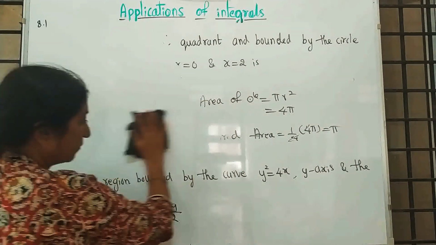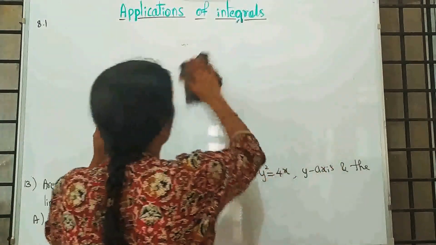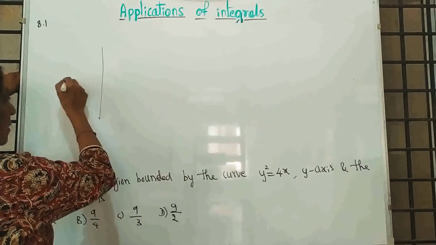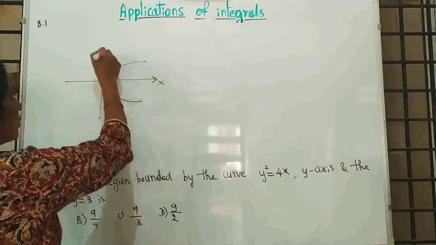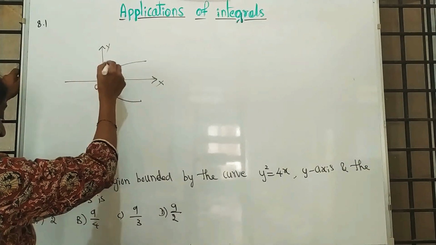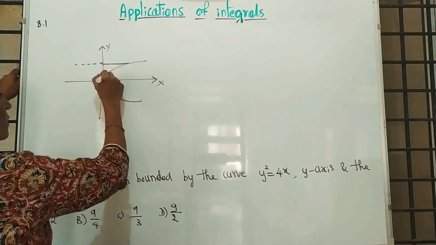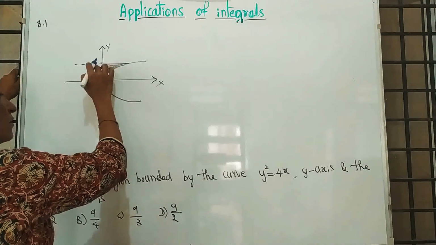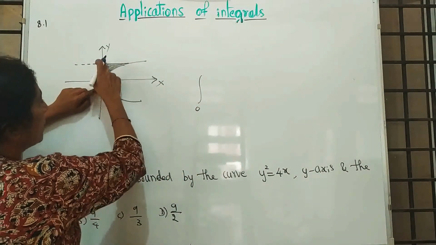Moving to the next question, 13th one. Area of the region bounded by the curve y square is equal to 4x and the y-axis. See, y square is equal to 4x is what? It is a parabola that opens in the positive direction of the x-axis. And the y-axis, and the line y is equal to 3. This is the line y is equal to 3. We require this. Correct? That means the curve and the y-axis. Here y value is 0 and here it is 3.